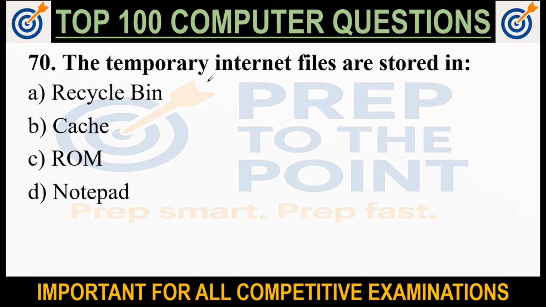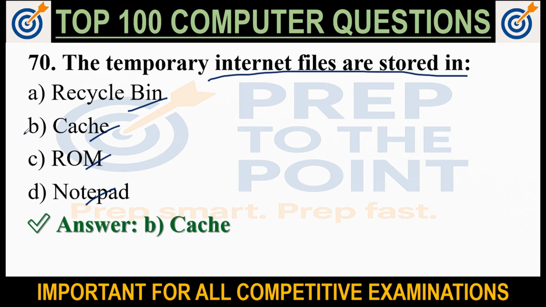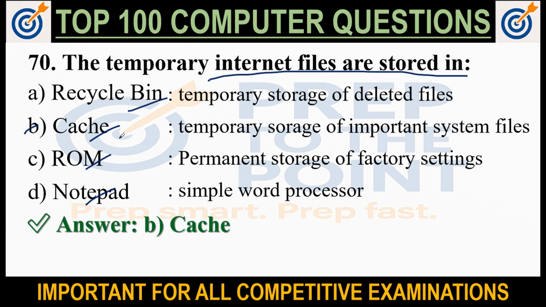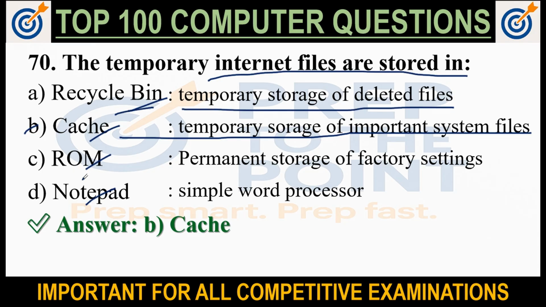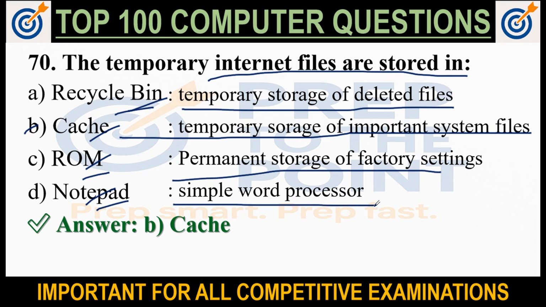The temporary internet files are stored in recycle bin, cache, ROM or notepad? The right answer is cache. Cache is the temporary storage of important system files, while recycle bin is the temporary storage of deleted files. ROM is the permanent storage of factory settings, and notepad is a simple word processor.